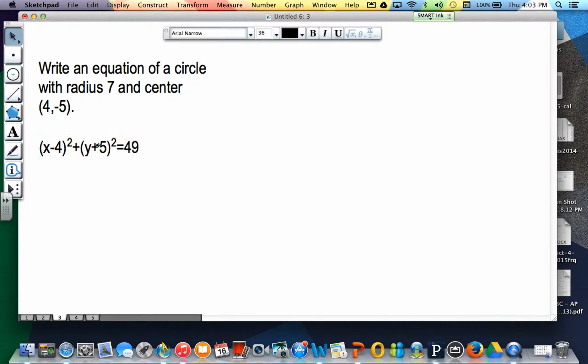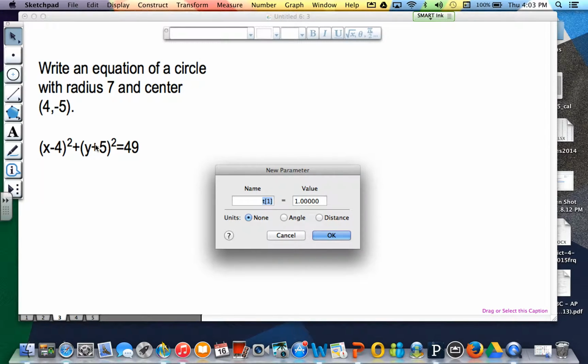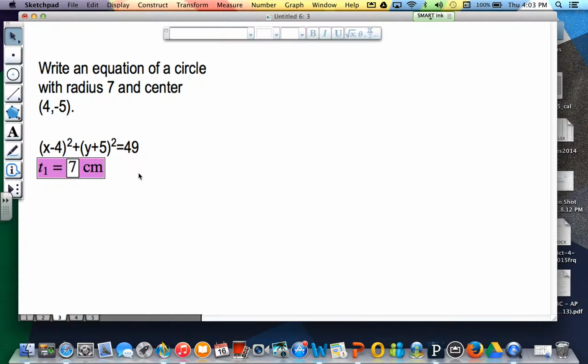And I'm willing to put down big money that if I were to, with my calculator here, go and plot, create a circle.